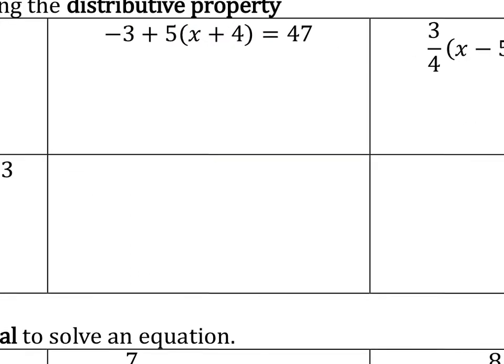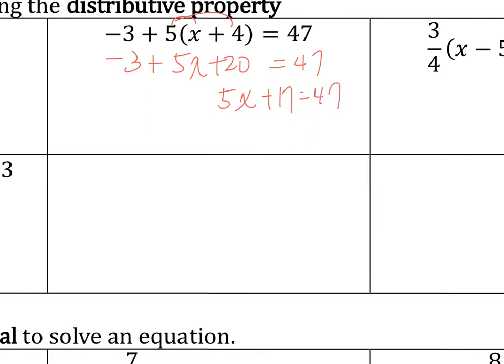And for this one, negative 3, distribute a 5, 5x plus 20 equal to 47. 5x would equal to plus 17, which equals to 47, and then subtract 17 to the other side of the equation, makes 30, and x equals to 6.